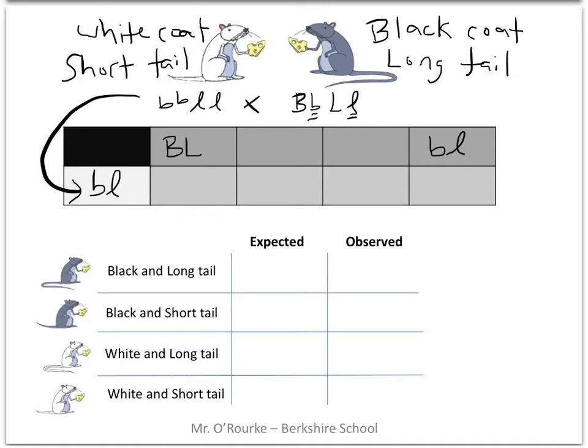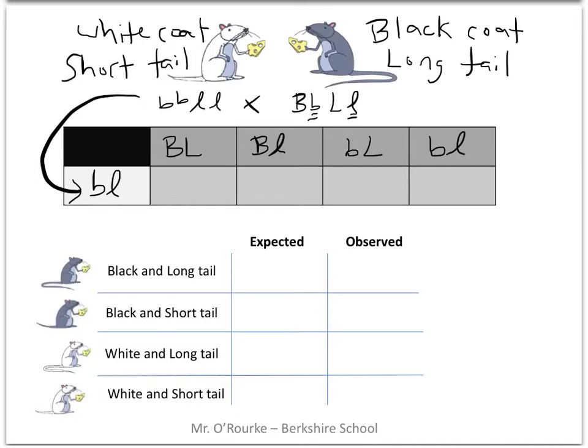There's also the option that we could have one dominant allele from one of the two traits and one recessive allele from the other trait. So we could have an uppercase B with a lowercase l, or a lowercase b with an uppercase L. These are the four possible gametes that could be produced from a heterozygous individual for both coat and tail length.